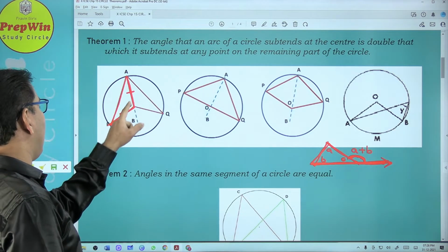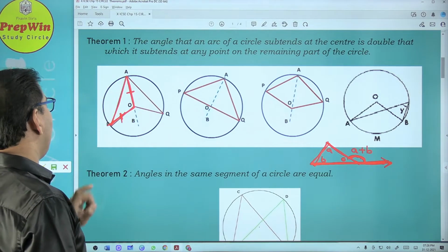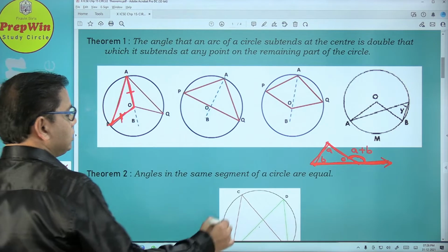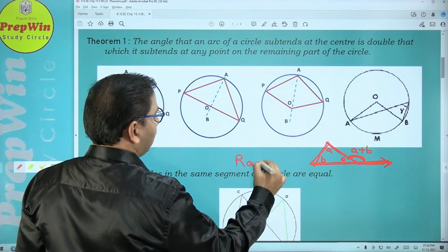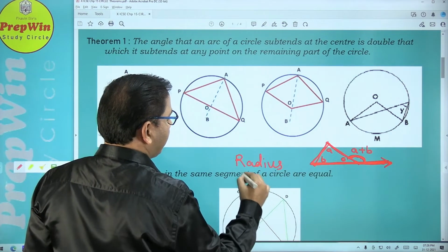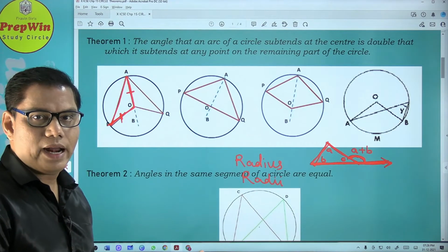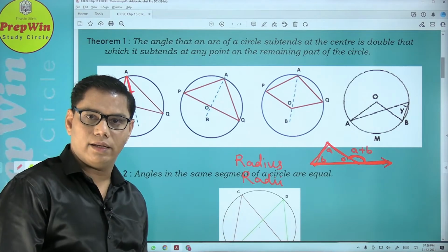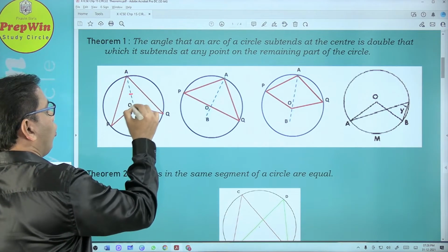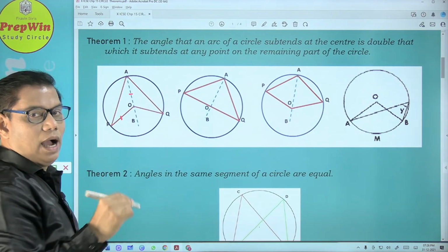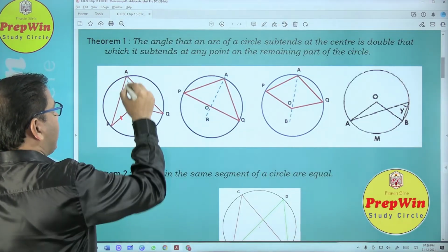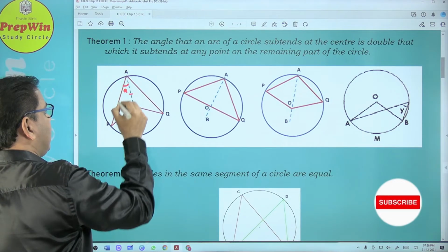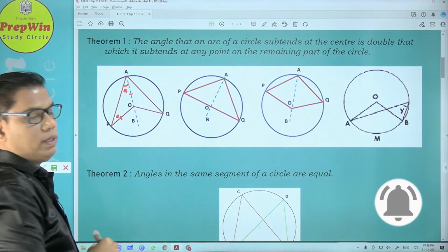Triangle AOP is an isosceles triangle. Why? Because radii of a same circle. Singular is radius and plural is radii. Some teachers call it radii. I have no objection with that, but I call this radii. So OA is equal to OP, radii of same circle. So triangle AOP is an isosceles triangle. So base angles are equal. This is A, so this angle will also be A.